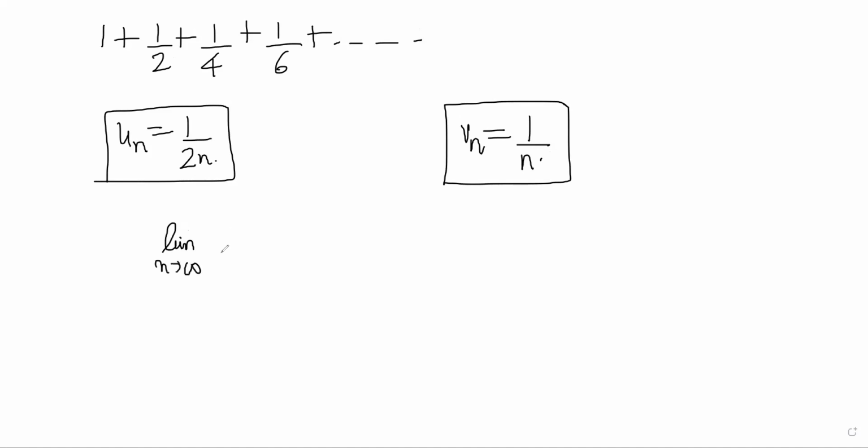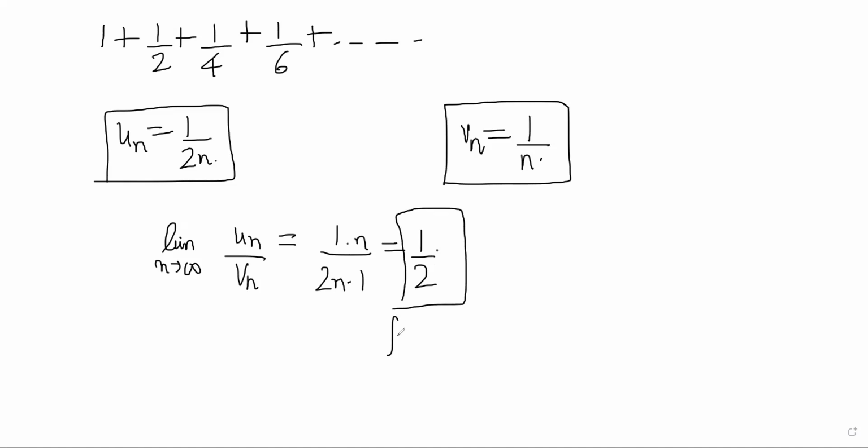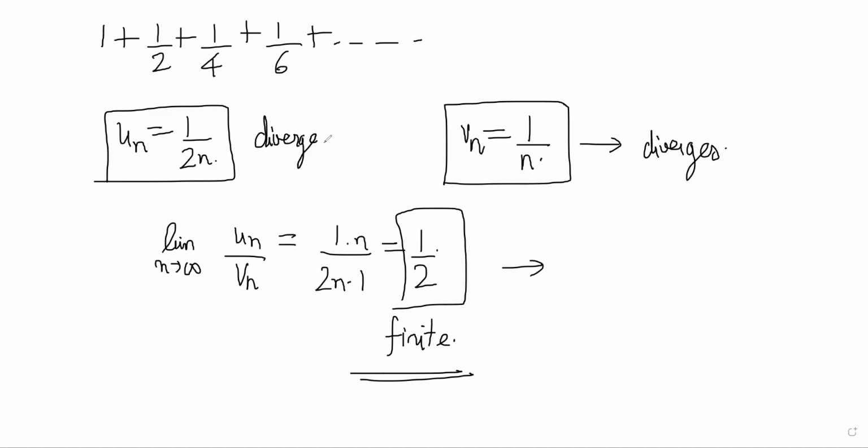Limit n tends to infinity, un by vn, what is coming? 1 by 2, which is finite. Sir, half is coming. Finite is coming, and we know that vn diverges. So this will also show the same behavior. So this will also diverge.